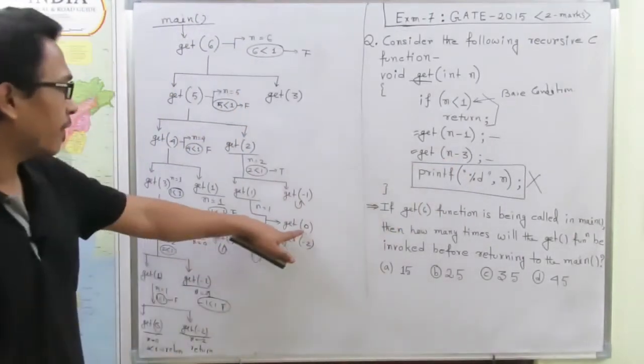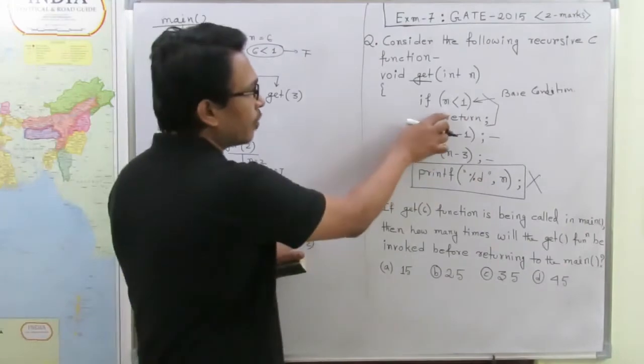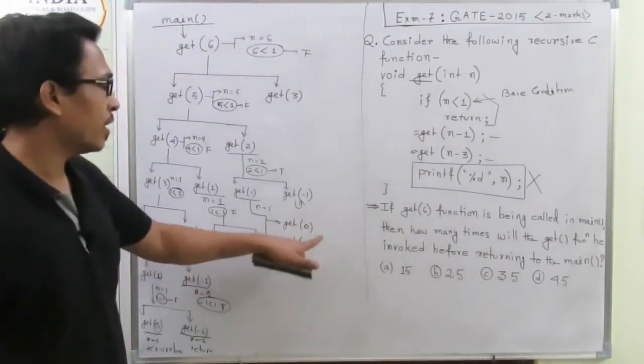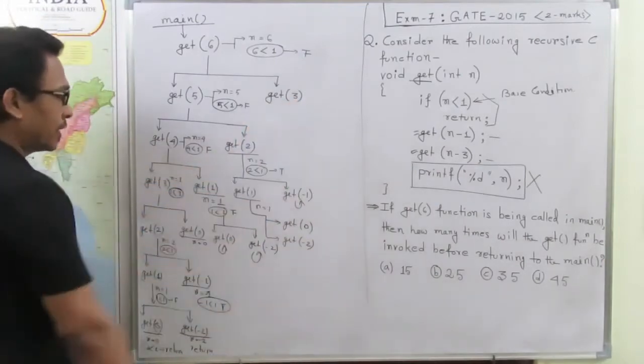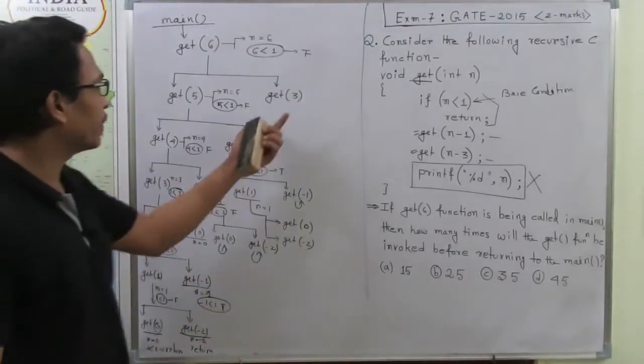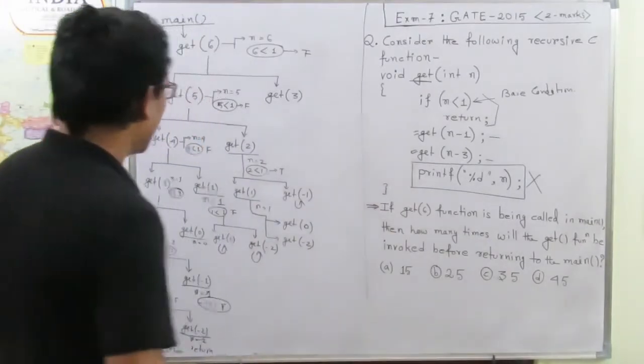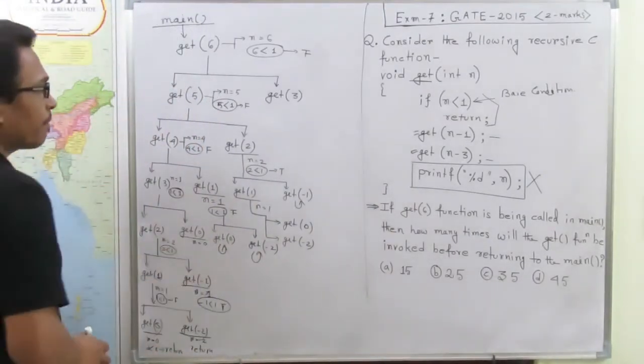So here again the value of n is 0, so it will return. The value of n is minus 2, again it will return, that means no more function call here. Now we are left with this part, that means get 3. Now how to solve this? Again we can solve in the same manner.